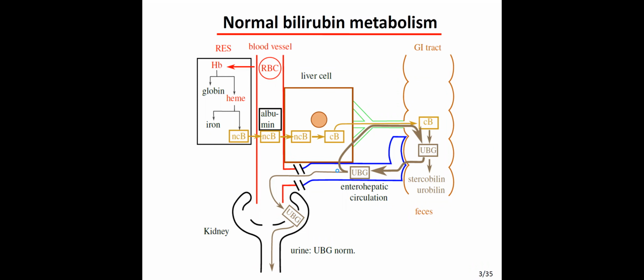So it means that we do have an intact passage from the liver to the GI tract, and we do have a normal reabsorption. This is one thing, what the UBG means. And we do have mostly a lipid-soluble bilirubin in the bloodstream. So this is the normal bilirubin metabolism.